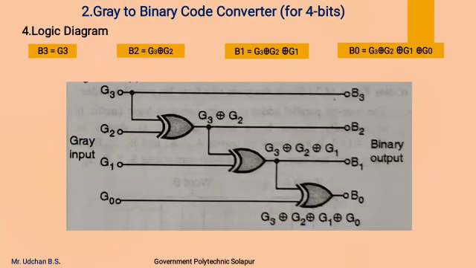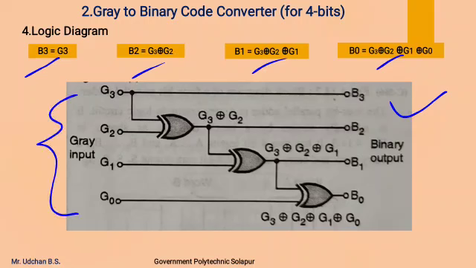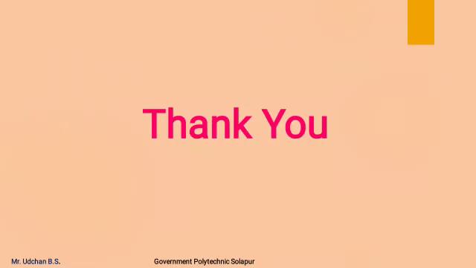So after this we get 4 equations of B3, B2, B1, B0. From this we can draw the logic diagram like this, which has gray inputs G3, G2, G1, G0 and binary outputs B3, B2, B1, B0. This is how we can design a gray to binary code converter for 4 bits. Thank you.